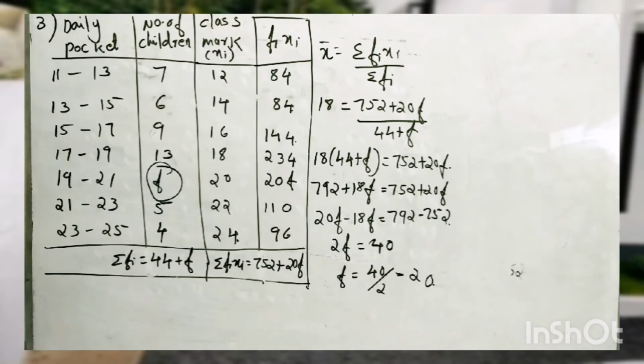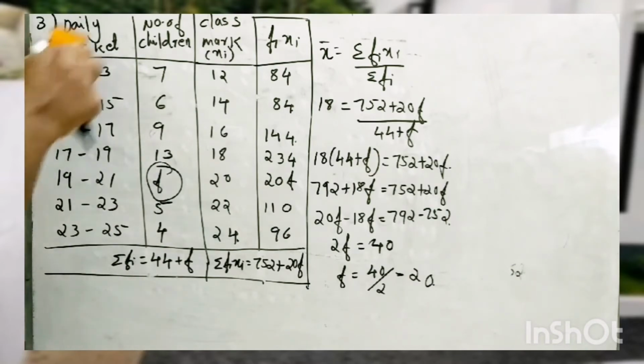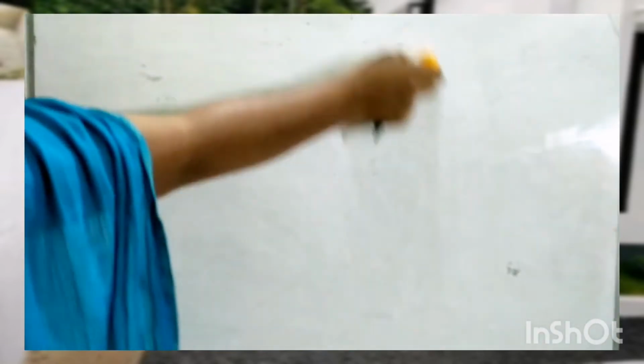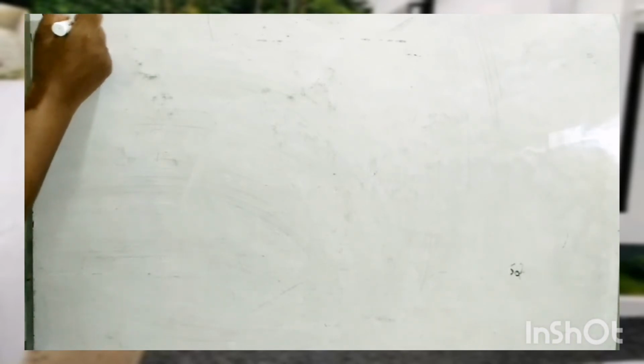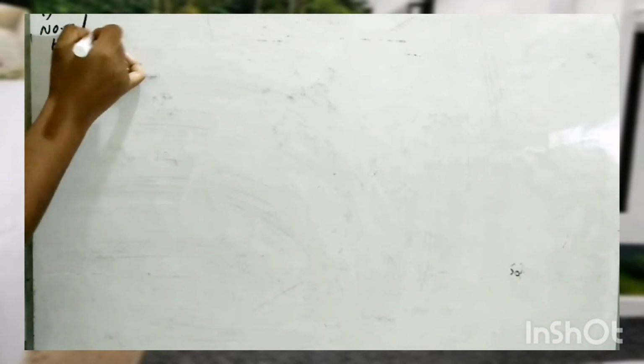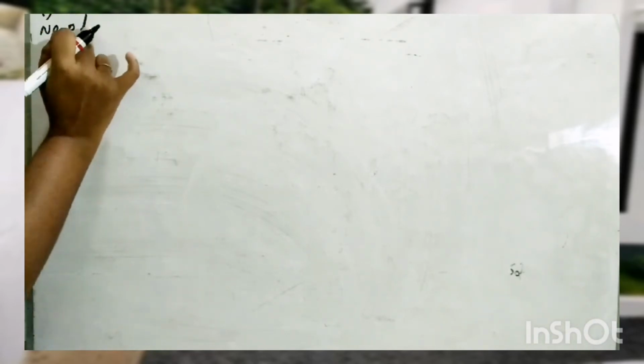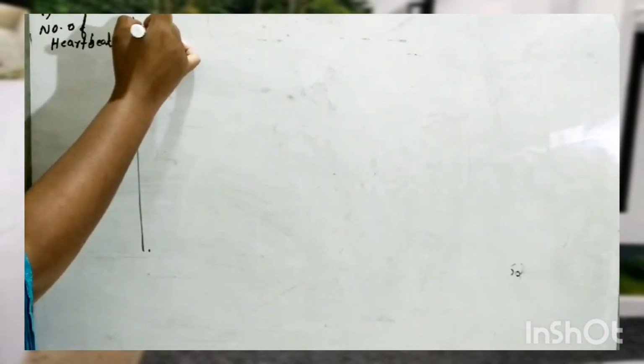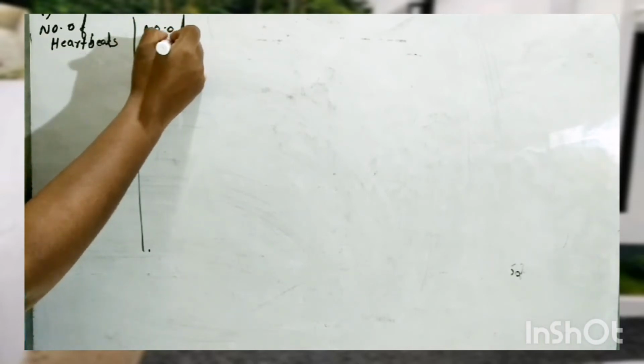Now, the fourth question. 30 women were examined in a hospital by a doctor, and the number of heartbeats per minute were recorded and summarized as follows. Find the mean heartbeats per minute for these women. We need to find the mean heartbeats. So the given information is the number of heartbeats and the number of women.